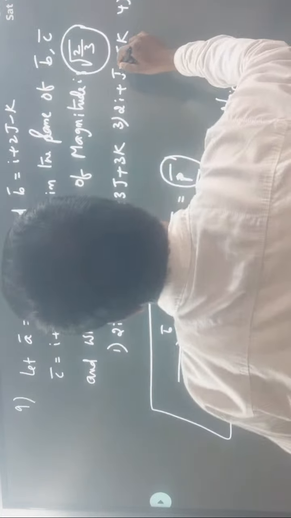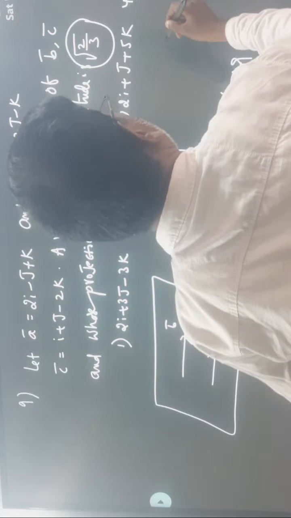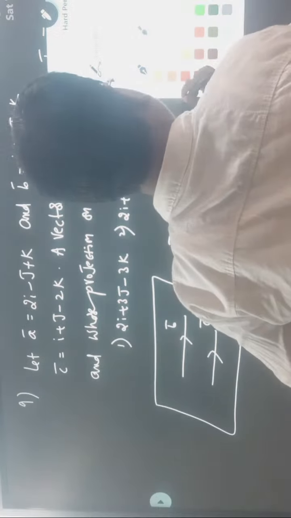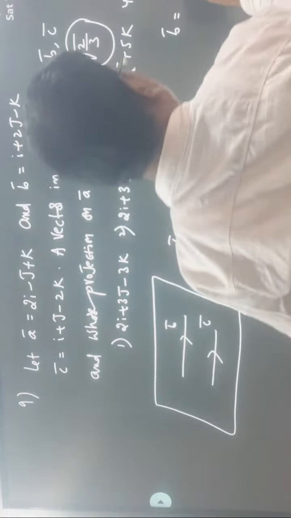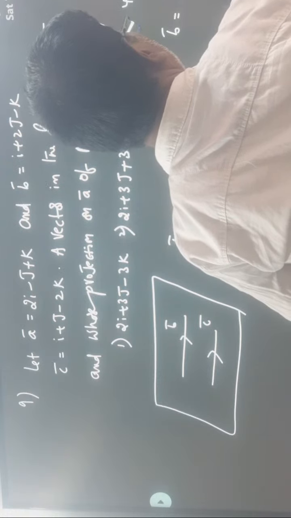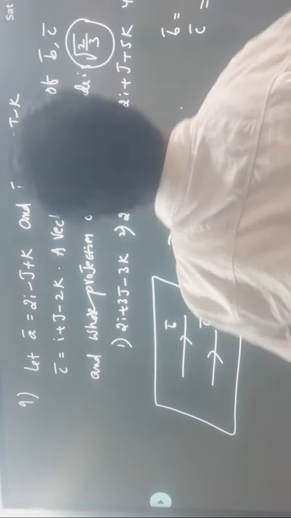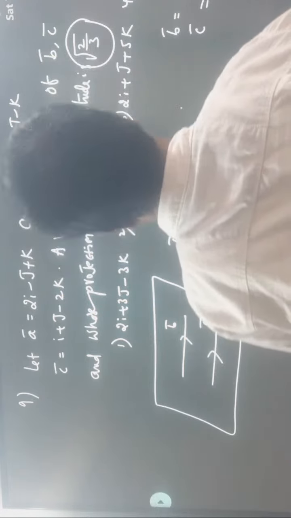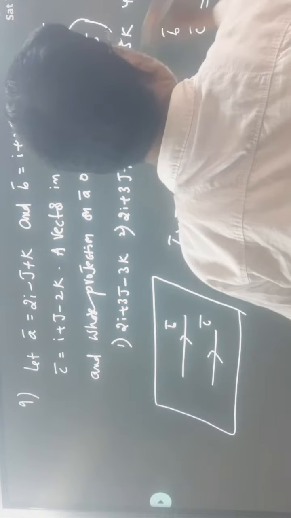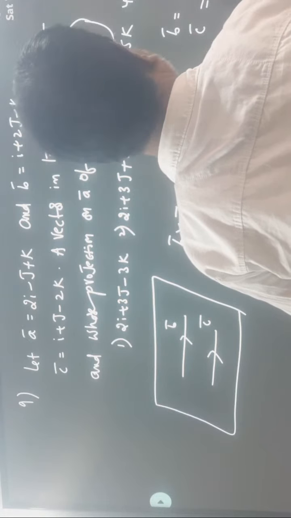So b bar is given as i plus 2j minus k, and c bar is i plus j minus 2k.